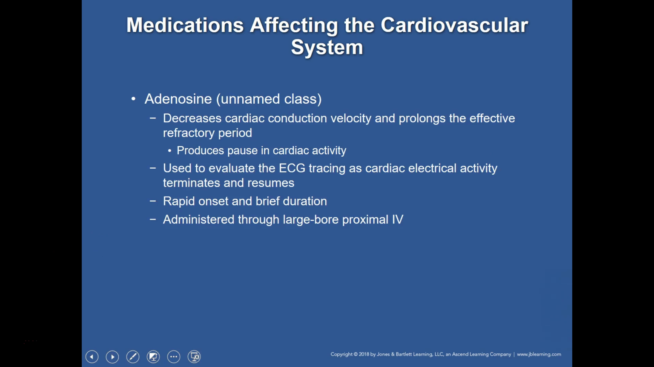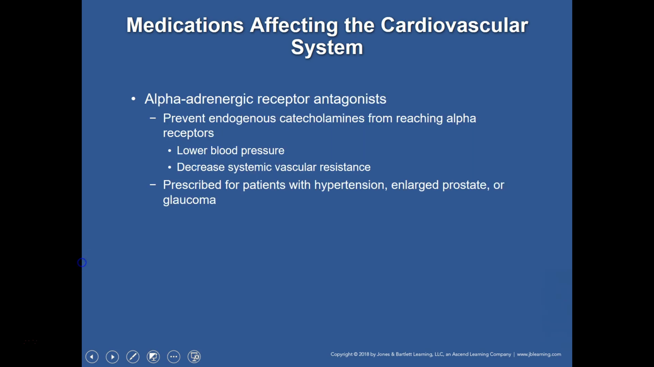Adenosine is actually in an unnamed class. It decreases cardiac conduction velocity and prolongs the effective refractory period. Basically, it produces a pause in cardiac activity. It has a rapid onset and a brief duration. It's administered through a large bore IV. It is naturally occurring in the body, so it is not something that someone would be allergic to. We use it when we have SVT or something like that we need to treat, and it's usually effective, but sometimes it's not. Sometimes we have to cardiovert them.